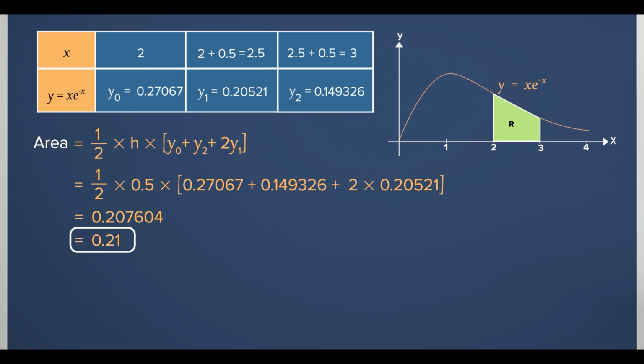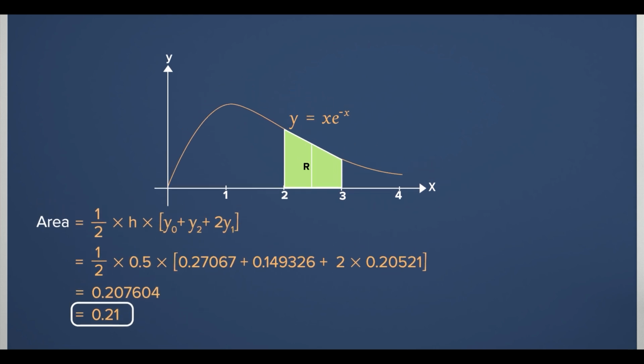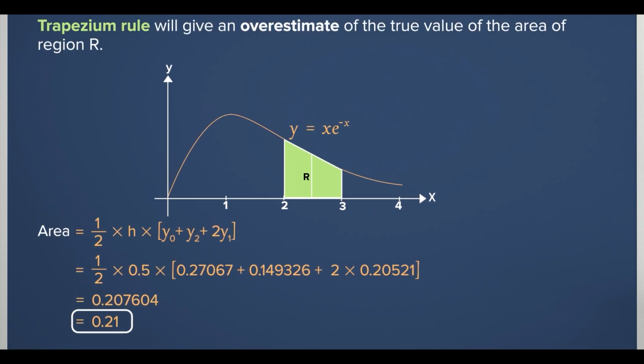To identify whether the trapezium rule underestimates or overestimates the true value of the area of region R, the trapeziums are sketched on a graph. Since the graph is curving in a way that the chord lies above the curve, it gives a slightly greater area in each strip than the curve itself would in interval 2 to 3. Hence, the trapezium rule will give an overestimate of the true value of the area of region R.